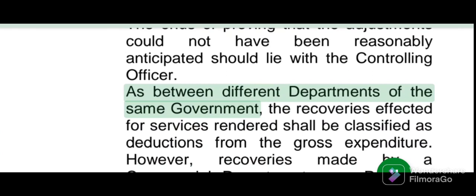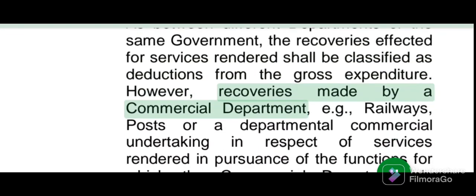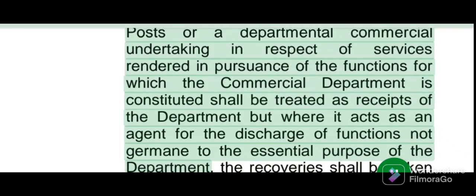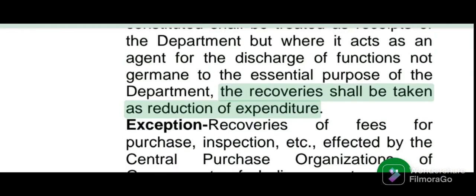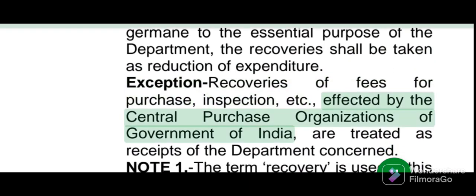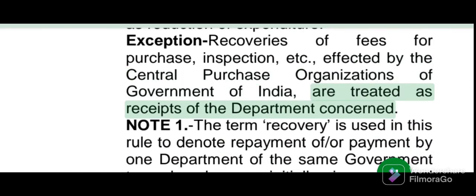As between different departments of the same government, the recoveries effected for services rendered shall be classified as deductions from the gross expenditure. However, recoveries made by a commercial department, e.g., railways, posts or departmental commercial undertaking, in respect of services rendered in pursuance of the functions for which the commercial department is constituted, shall be treated as receipts of the department. But where it acts as an agent for the discharge of functions not germane to the essential purpose of the department, the recoveries shall be taken as reduction of expenditure. Exception: recoveries of fees for purchase, inspection, etc., effected by the Central Purchase Organizations of Government of India are treated as receipts of the department concerned.